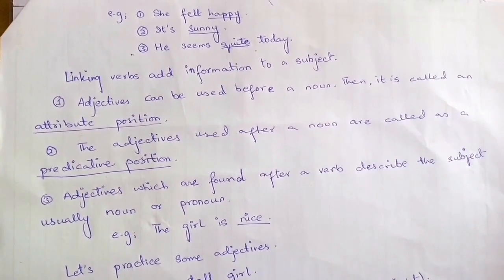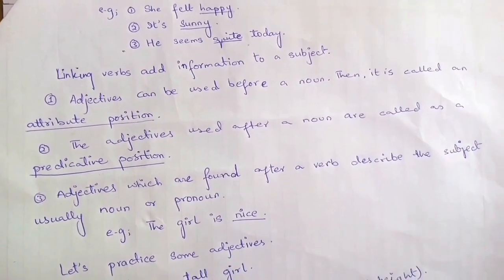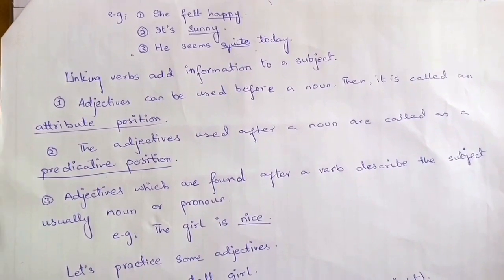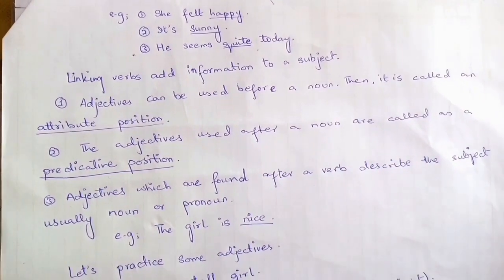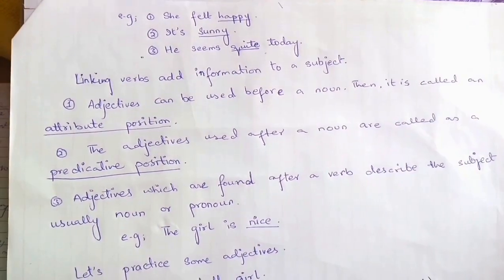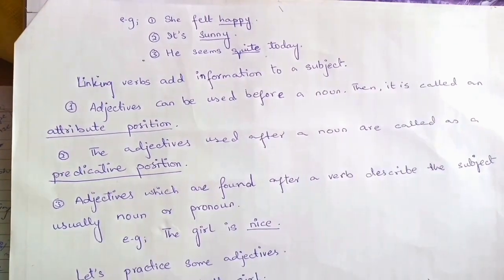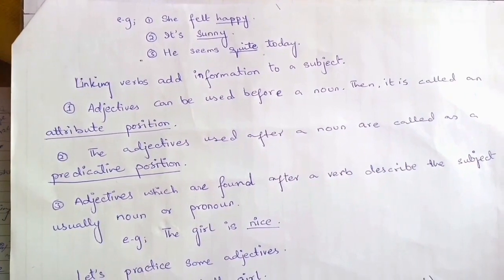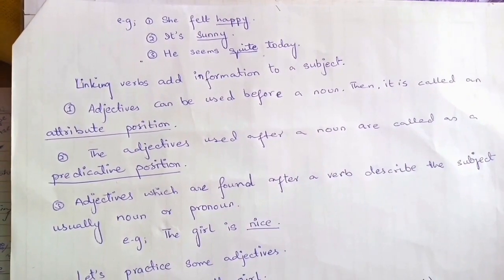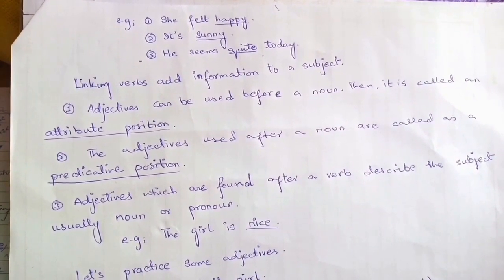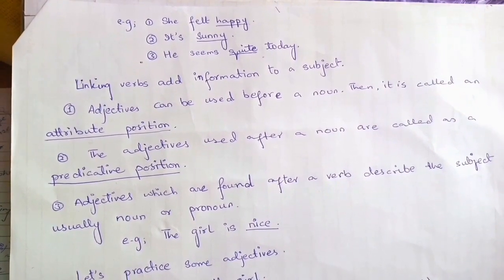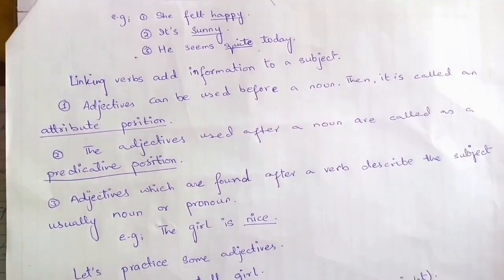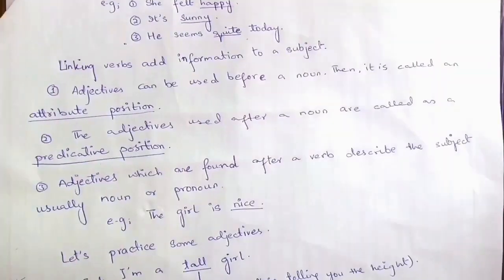Number three, he seems quiet today. Now this sentence does not contain a noun again. Now what will you do? You will have to focus on the pronoun he. He seems quiet today. In this sentence, what did you learn about the pronoun he? That he is so quiet. So over here, quiet will be an adjective.